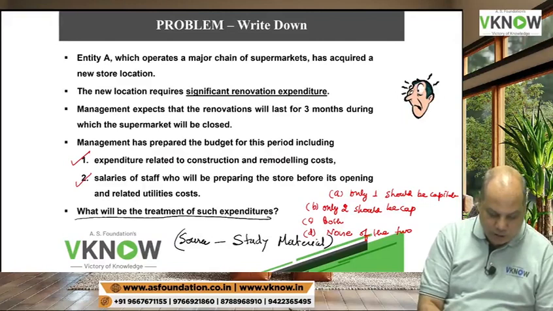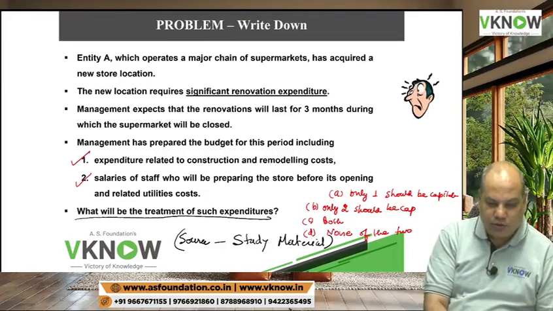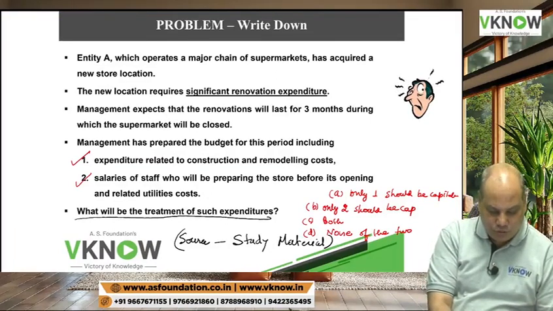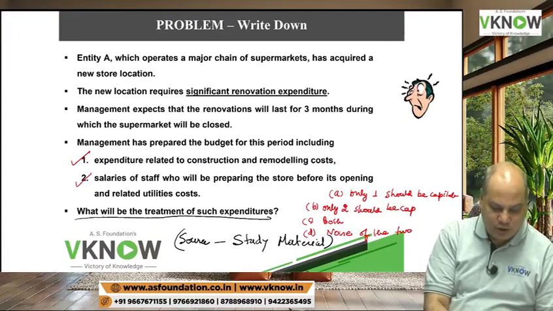Okay, so tell me the answer. Adit is saying A. Ganesh is saying A. Saurav Chauhan is saying A. Sanket is saying A.